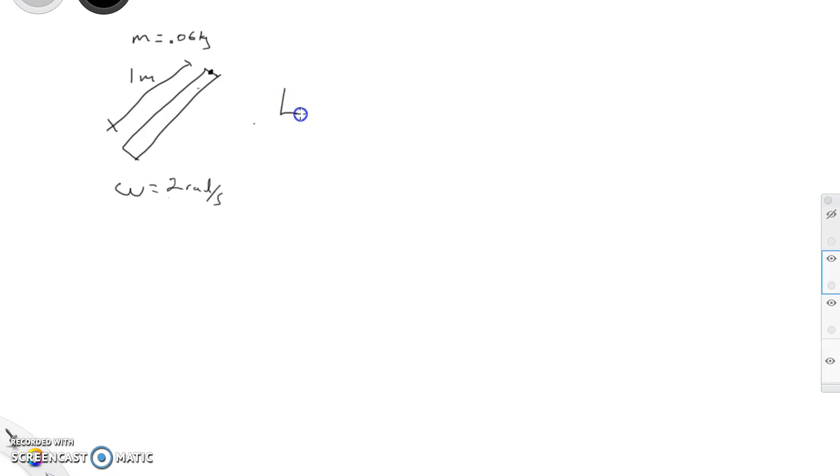Okay, so L equals I omega. Since this is a uniform rod, we can use 1/12 ml squared, but since it's off center, we have to use the parallel axis theorem. Go ahead and find the moment of inertia of this rod before we continue. Okay, so what you should have gotten is 1/12 ml squared plus mh squared.